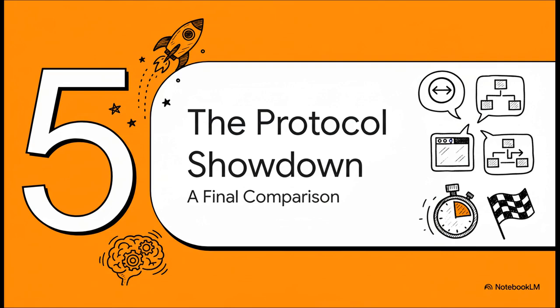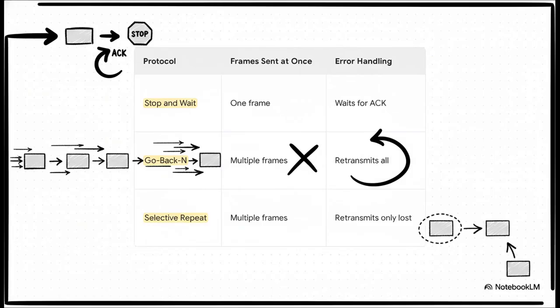All right, so we've covered a lot of ground, from a totally useless idea to a pretty sophisticated one. Let's wrap up by putting them all head to head. This really lays it all out. You can see the evolution right here. We started with stop and wait: sends one frame, super simple error handling. Then we moved to Go-Back-N: sends multiple frames, but its error handling is to resend everything. And finally, we landed on selective repeat: sends multiple frames, but it's smart enough to only resend what was actually lost. It's a clear path from simple and slow to more complex and way more efficient.